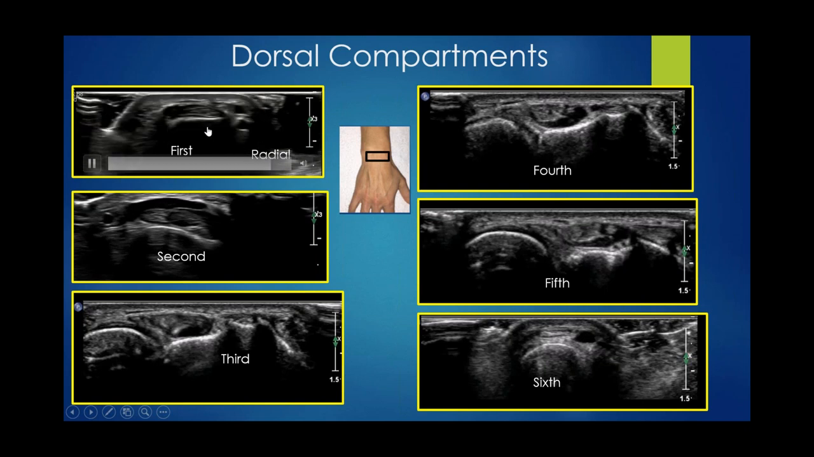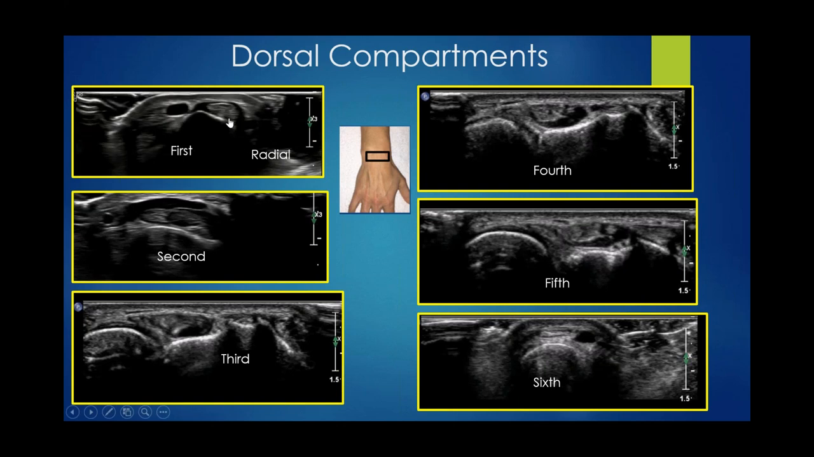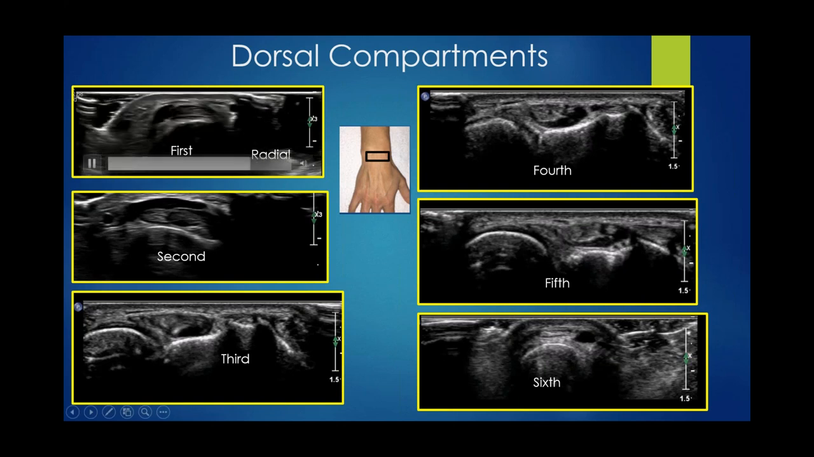Sometimes it's hard to differentiate the tendons from one another, and so you sometimes have to pull the transducer a little bit more distal than the radius to delineate the two tendons. So here you see the larger tendon being the abductor pollicis longus and the smaller tendon being the extensor pollicis brevis.